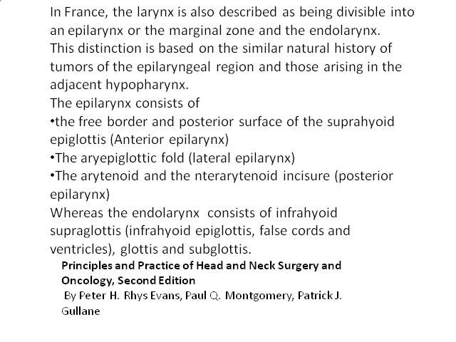Whereas the endolarynx comprises of infrahyoid supraglottis. The infrahyoid supraglottis comprises of infrahyoid epiglottis, false cords, and ventricles. The other parts of the endolarynx are glottis and subglottis. So the parts of the endolarynx comprise infrahyoid supraglottis, glottis, and subglottis.